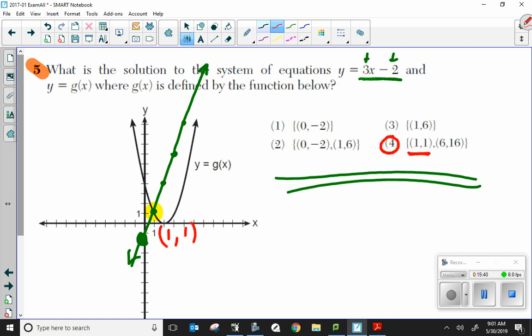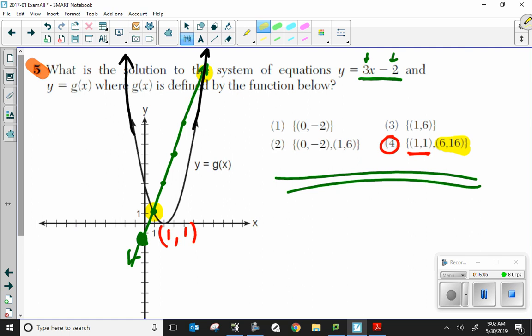That is choice 4. You might say to yourself, though, but it looks like it only crosses once. Let me explain something to you. You see these arrowheads? That means this goes on forever. So at some point, the green line and the black line will cross a second time. It's just not really on your screen. And that would be at 6 and 16.